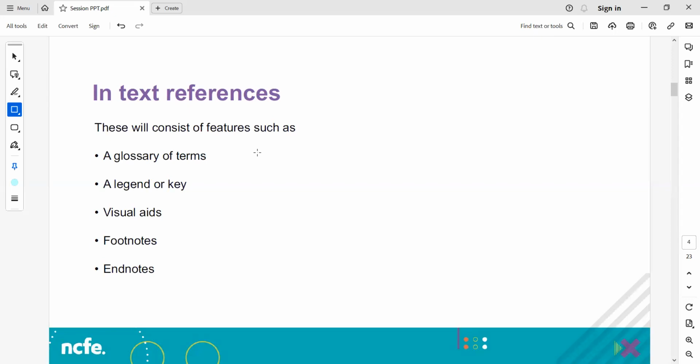So, in-text references. Within the text that you are reading, they consist of features such as these: a glossary, a legend and or key, visual aids such as a diagram, a photograph, an illustration, and footnotes and endnotes, which are very similar, but we'll look at those in a few minutes.